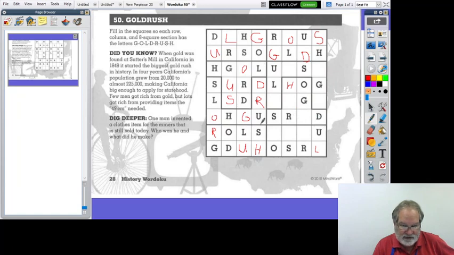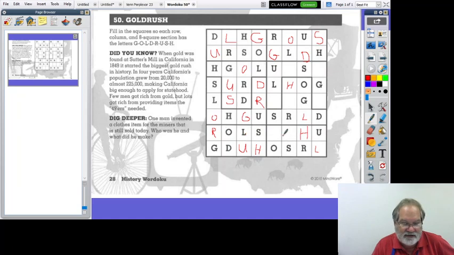Okay, let's see what else we got here. Let's try this one's only missing 1 letter. G-O, it looks like it's an L, so we put an L there. Only missing 1 now in this column. G-O-L-D-R-U-S, and it looks like we're missing the H. So just try to spell the word out, and that'll help you find out what letter you're missing, especially if you only have 1 letter missing.